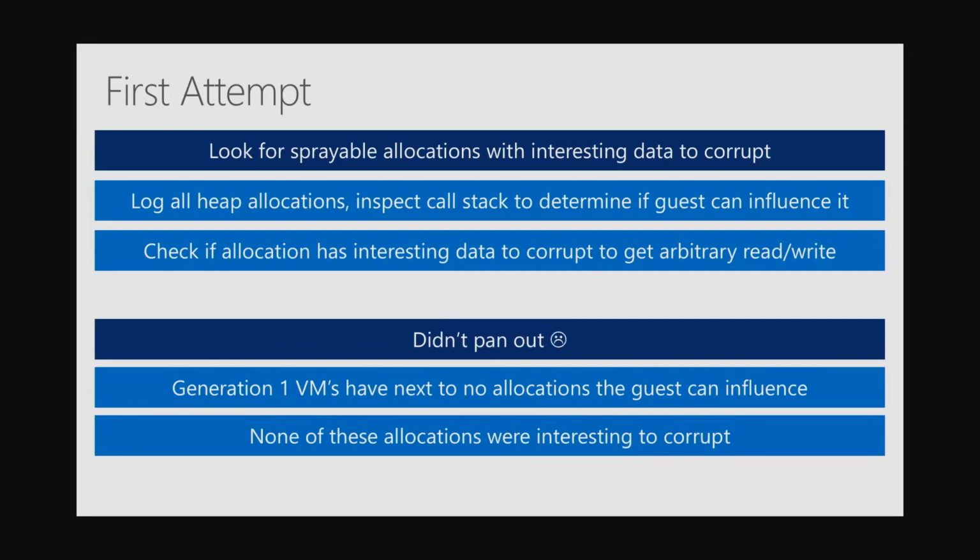And sadly for me, this did not work out because as it turned out, the VM worker process for a generation 1 virtual machine at least has effectively no ability to spray allocations on the heap. Almost all of the allocations are made up front when the virtual machine turns on. And so it was just a dead end.